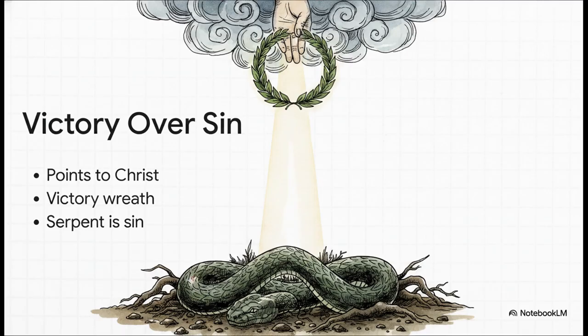Well, look all the way at the bottom. See that serpent coiling at the base? That serpent represents sin. It's specifically calling back to the Genesis tree of knowledge, and the wreath above signifies that this sin has been totally and completely defeated by Jesus' sacrifice.